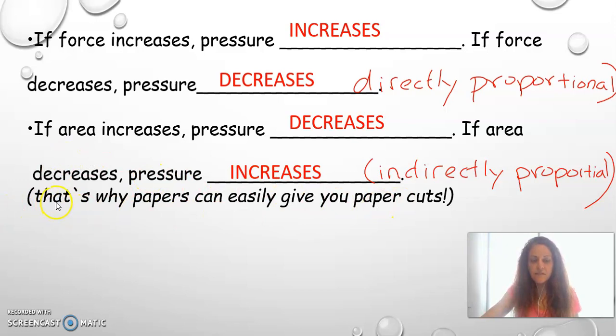And you see here I wrote as an example, that's why papers can easily give you a paper cut, because it's just one slim paper, one small surface area. So the pressure is all focused on that small surface area. You don't get a paper cut from holding an entire book, for example.